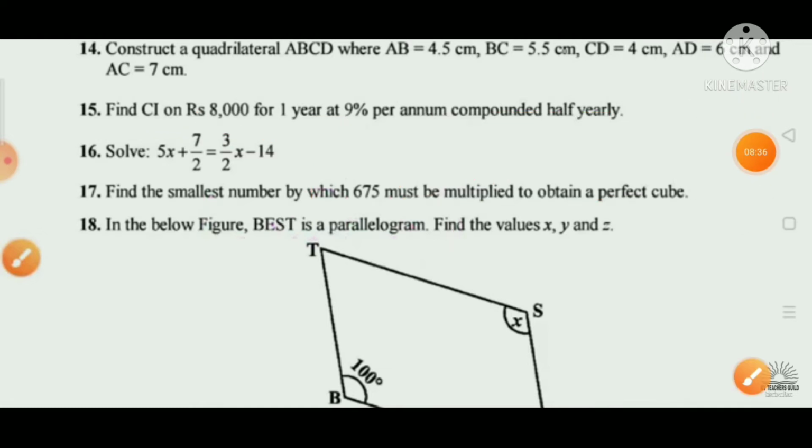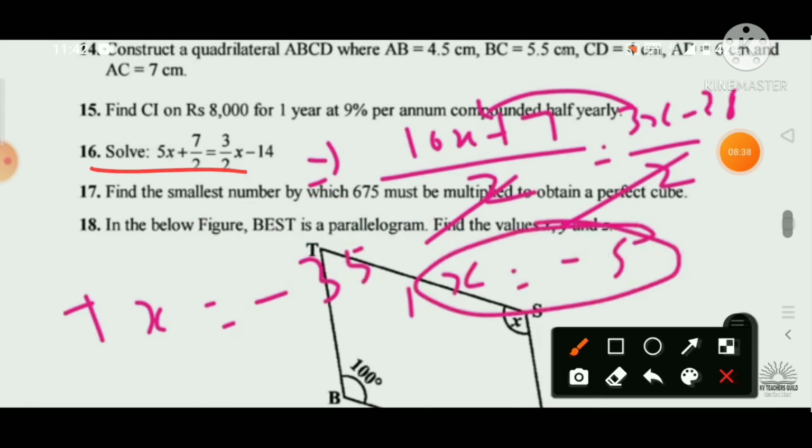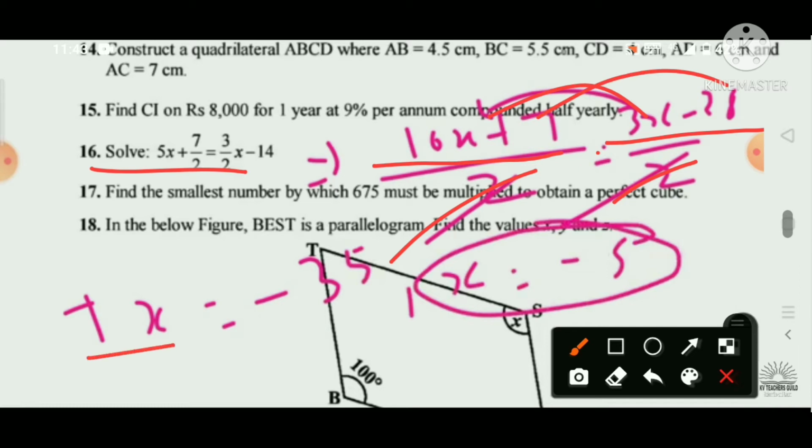So the next question is to solve this. First we can take the LCM. Then we will get 16x plus 7 by 2 is equal to 3x minus 21 by 2. So both 2's will cancel. Again 3x will come to this side, and plus 7 goes to that side. Then by solving it, 7x is equal to minus 35. Then x is equal to minus 5 is the answer. Let us move to the next question.